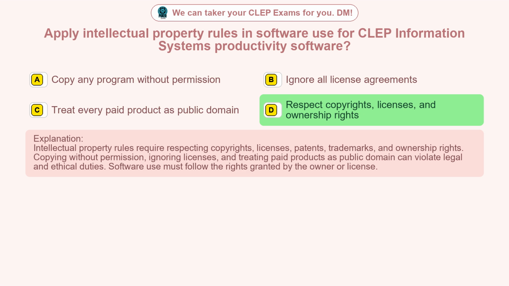Intellectual property rules require respecting copyrights, licenses, patents, trademarks, and ownership rights. Copying without permission, ignoring licenses, and treating paid products as public domain can violate legal and ethical duties. Software use must follow the rights granted by the owner or license.